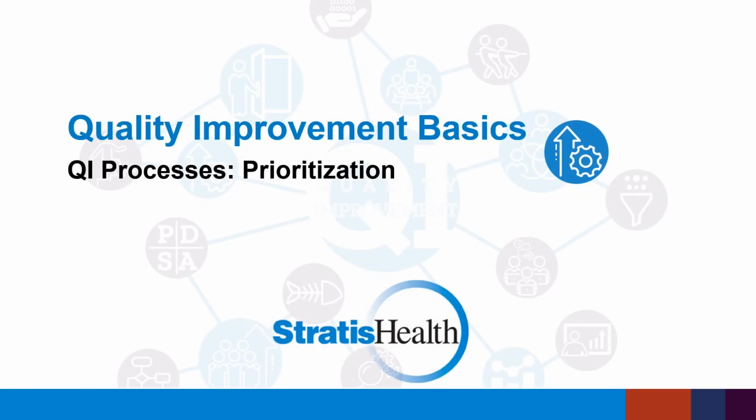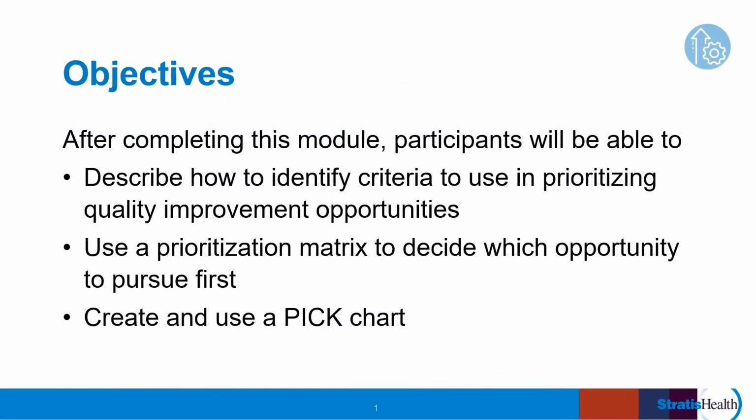QI processes, prioritization. After completing this module, participants will be able to describe how to identify criteria to use in prioritizing quality improvement opportunities, use a prioritization matrix to decide which opportunities to pursue first, and create and use a pick chart.